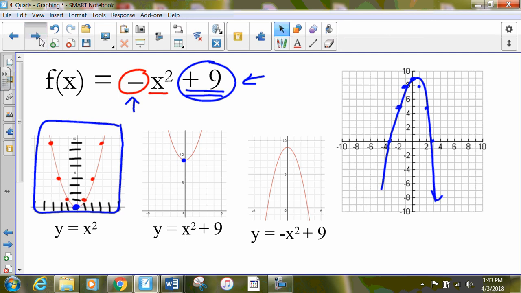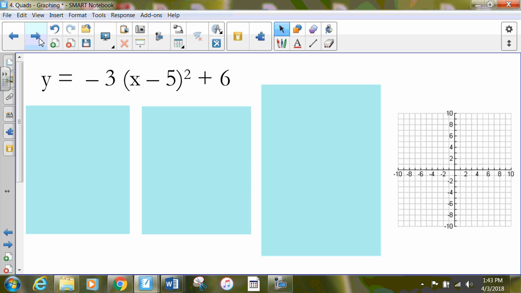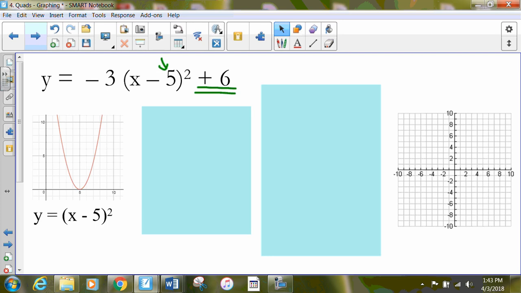So hopefully that's coming back to you. This has one new thing. In addition to the vertex being moved up, we've got another number here. And so let's review real quickly what that second number means. When we see a number inside parentheses with x before it's being squared, that number is going to move our vertex either left or right. And we learned in nonlinear graphs that it's always the opposite when we're moving left to right. We see the minus here, and that means, believe it or not, move the vertex instead of at the origin, move it 5 to the right. So there's my new origin.